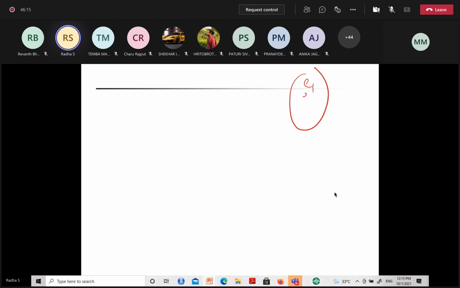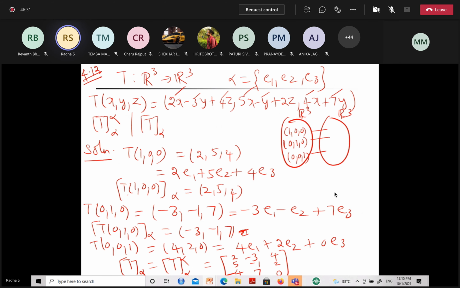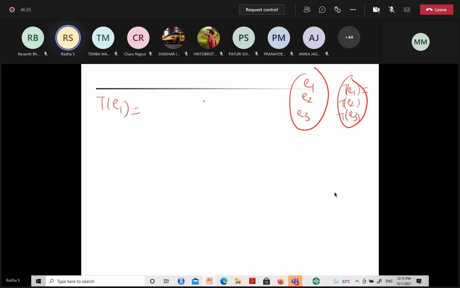So above here you should have E1, E2, E3, and here T of E1, T of E2, T of E3. But this should be written in terms of E3, E2, E1, right? So what was T of E1? Can anybody say? Already calculated, right? 2, 5, 4. So that should be written in terms of E3, E2, E1. So 4E3, 5E2, 2E1.